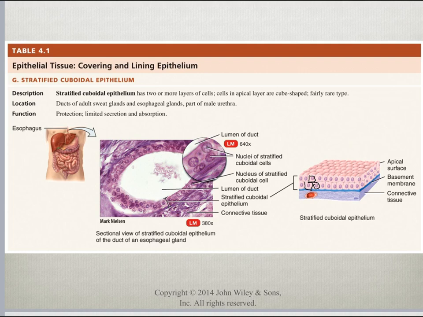So how do we know? Lumen, it looks like our tubes, but the only difference is we have a box on top of a box, 2 layers high. So because we're 2 or more, we are stratified cuboidal. Its function is protection. We're limiting secretion and absorption that's going on within these tubes.